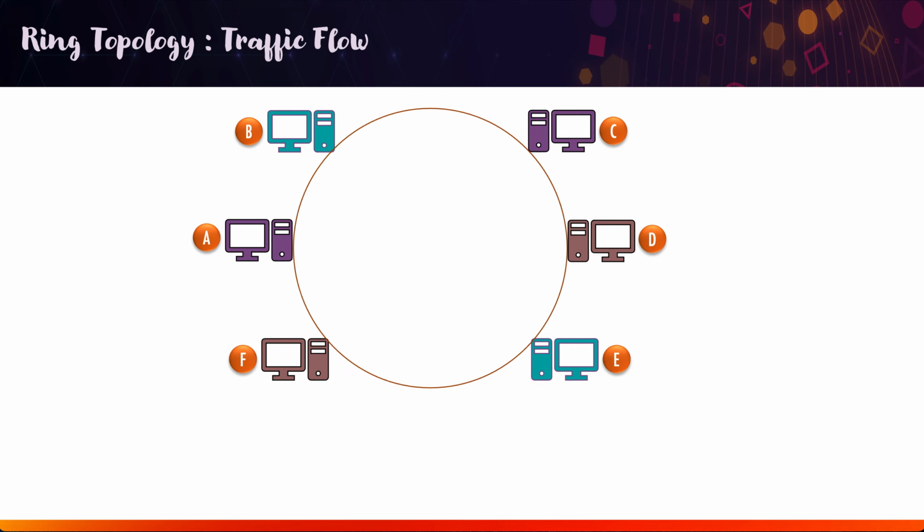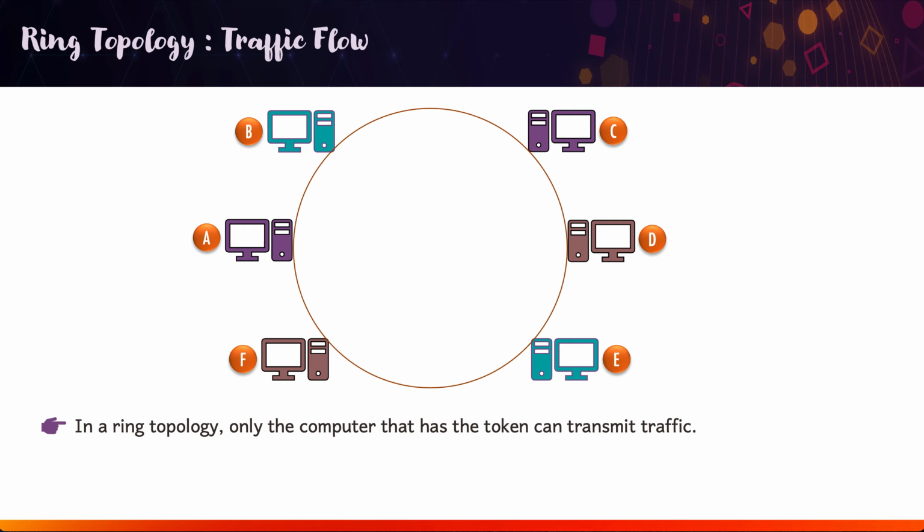In a traffic flow condition, what happens? As we said, only the computer that has the token can transmit the traffic. Let's say computer B wants to send to computer E. So B wants to send some data to computer E. Now we know that B has to wait for the token to come. Who has the token? Computer A has the token. Computer A doesn't have anything to send in our example, so it releases it and sends it to B. Now B has the data to transmit, therefore it takes the token.